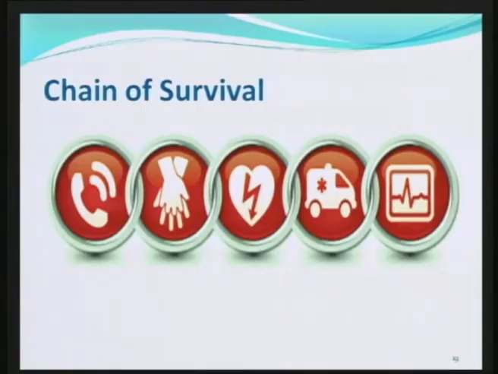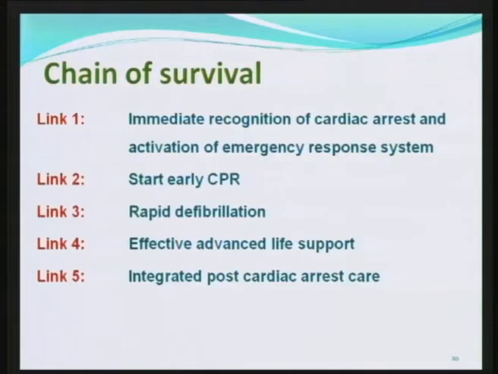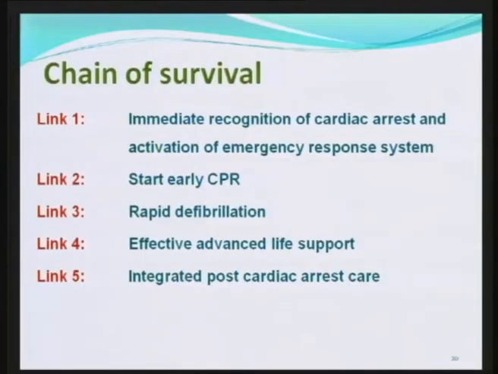This chain of survival has 5 links. Link 1 is for immediate recognition of cardiac arrest. As soon as the patient collapses, we have to recognize that the patient is having cardiac arrest by understanding the cardinal signs of cardiac arrest, and activate the emergency response system. Because as soon as we recognize the patient is in cardiac arrest, we will call for an ambulance, and soon the emergency medical system will provide the ambulance and the medical care, and the patient can be shifted to hospital for the final management.